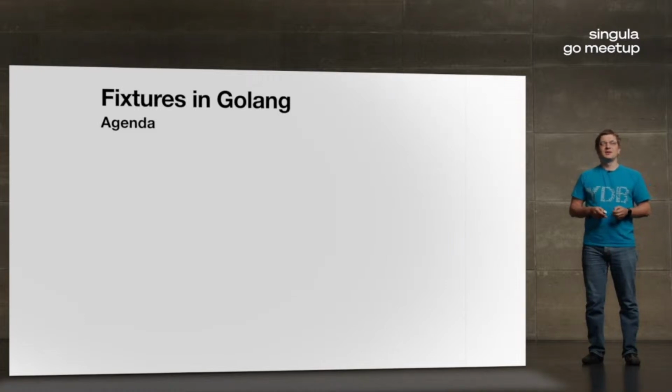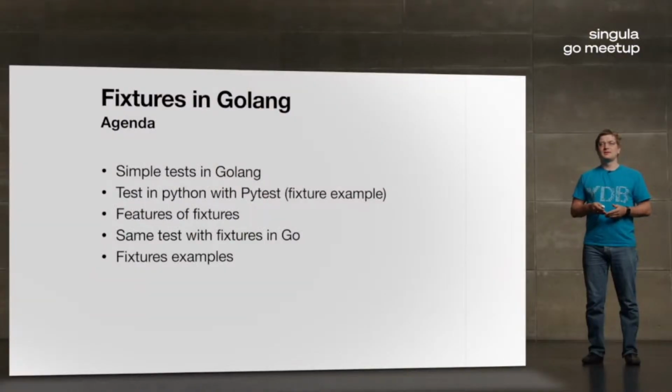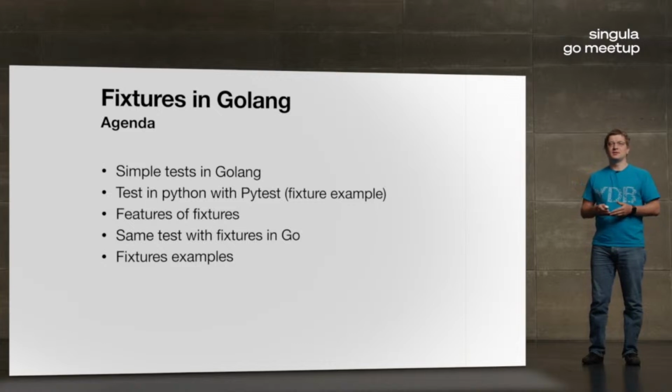Today I will show a simple test in Golang without fixtures. Then I will show the same tests in Python with Python fixtures. Then I will talk about features of fixtures and show the same tests in Go with fixtures. Then I will show an example of fixtures source. Let's start with Golang tests.